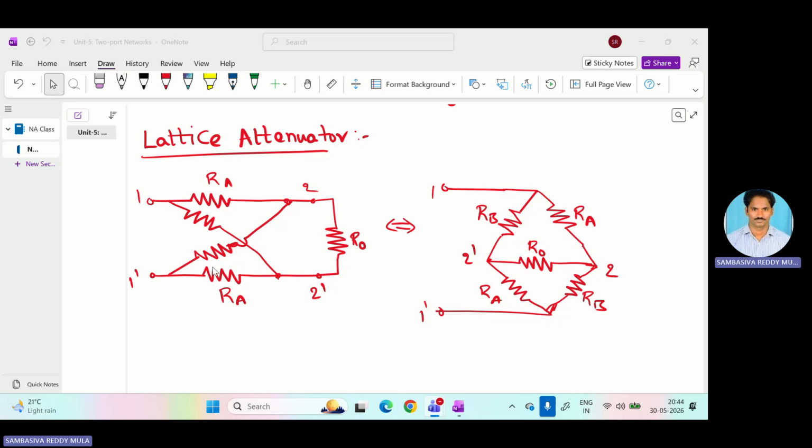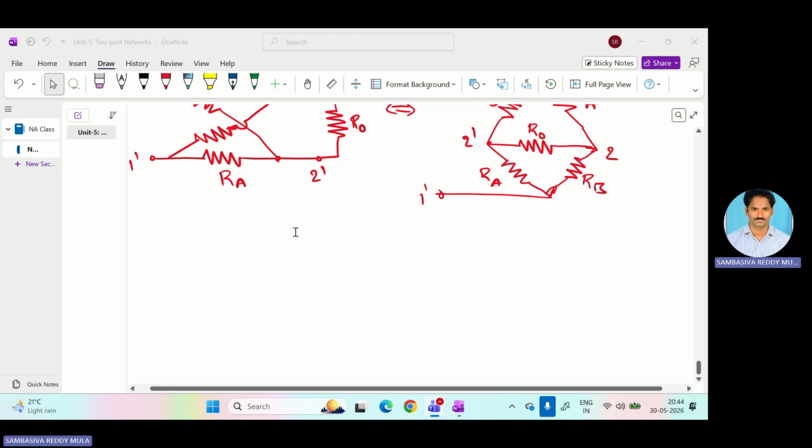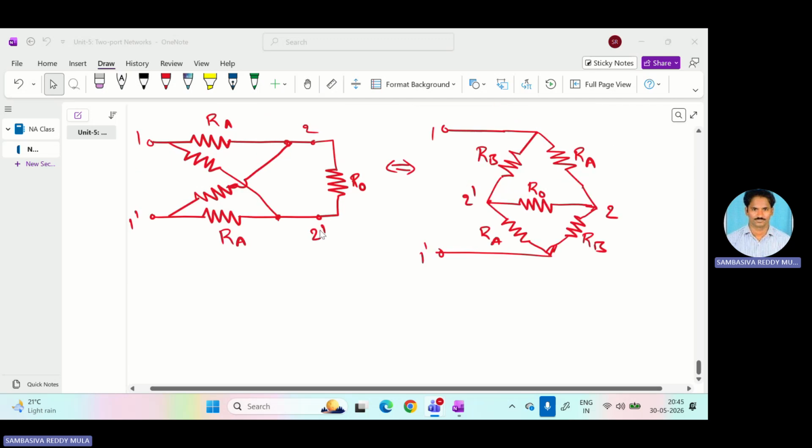This figure shows the lattice network, which is terminated with the characteristic resistance at terminals 2, 2 dash. The output is terminated with its characteristic resistance. A lattice attenuator is described by its characteristic resistance and propagation constant. To derive the expression for characteristic resistance and propagation constant, let us redraw the network as shown in the second figure.